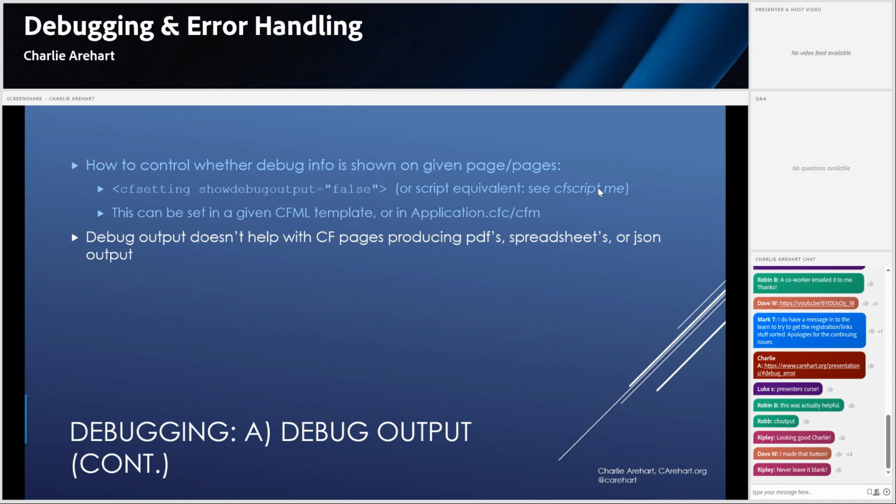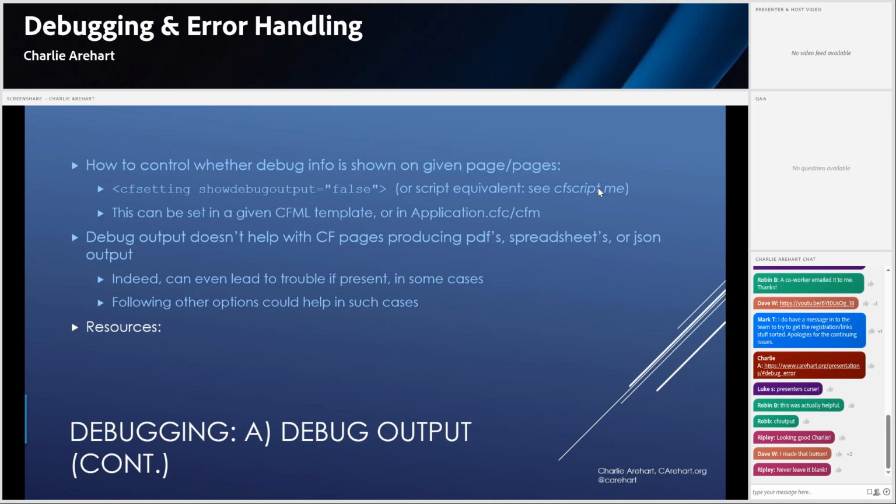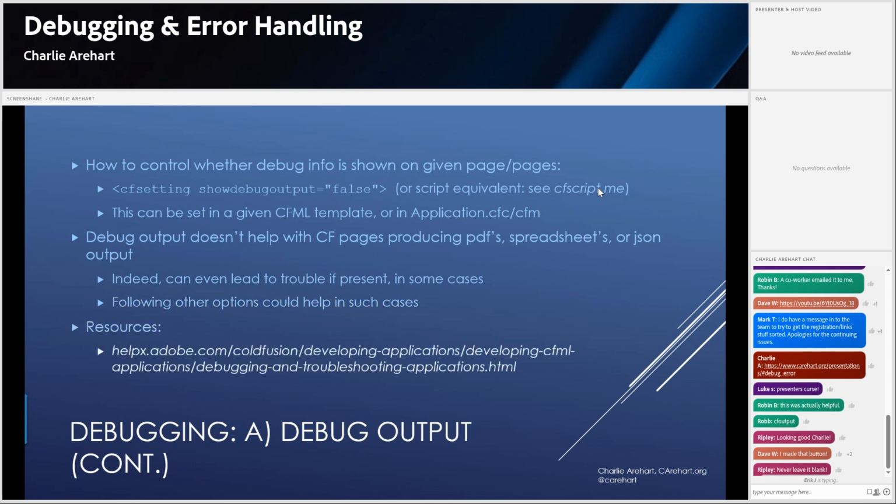So debug output doesn't help with CF pages that are producing PDFs and spreadsheets and JSON output. So you might want to turn that off for that, right? So be aware of that. It could even be trouble. So there's some other resource following other options that could help. I'm not sure what I meant by that, but doing what's above would help in that case at a minimum.